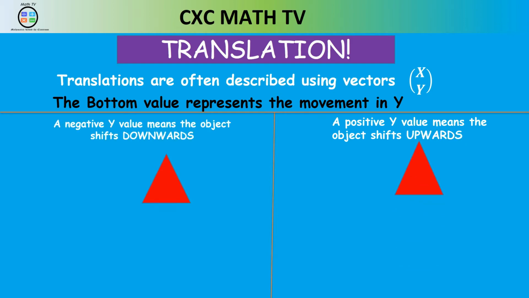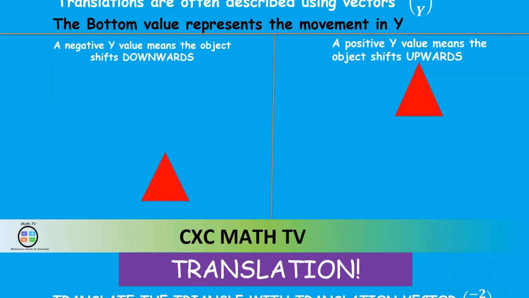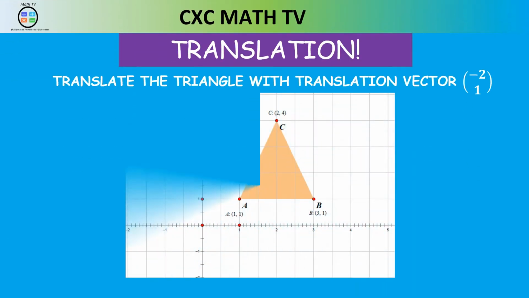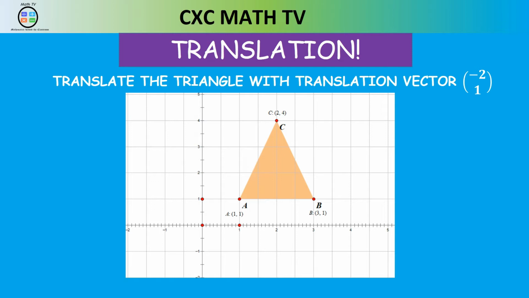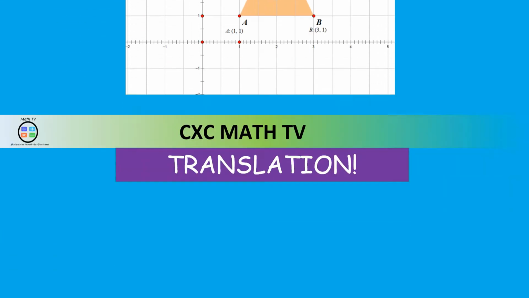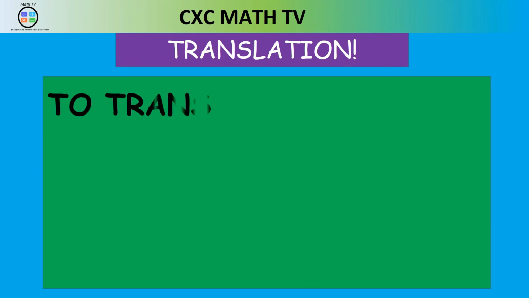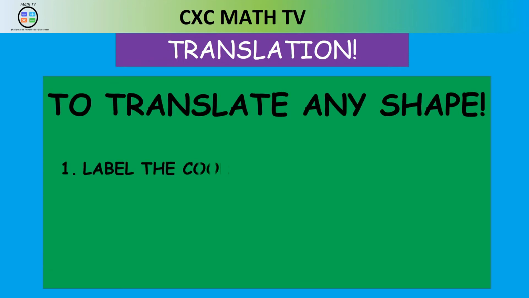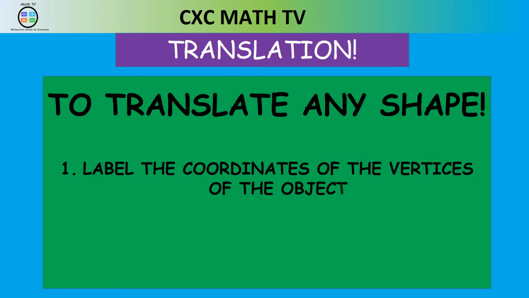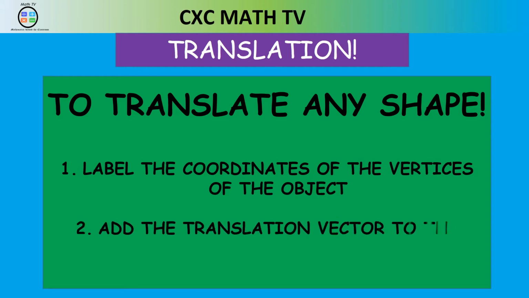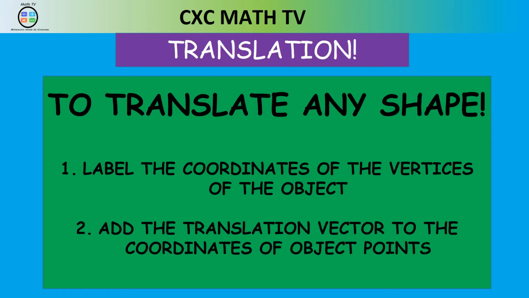So look at this example right here. It says translate the triangle with translation vector -2, 1. So in order to translate any shape, the first thing we need to do is label the coordinates of the vertices of the object, and then add the translation vector to the coordinates of the object points. What am I talking about, object points?